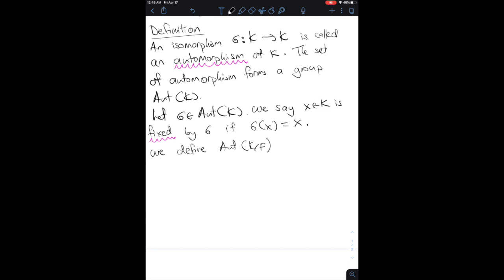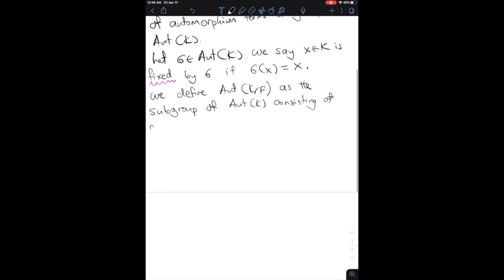And then we define the group Aut K over F, or the automorphisms of the field extension. We define this as the set of those automorphisms which fix every element in F, and this set forms a subgroup of Aut K. So we define Aut K over F as the subgroup of Aut K consisting of those automorphisms which fix every element of F.